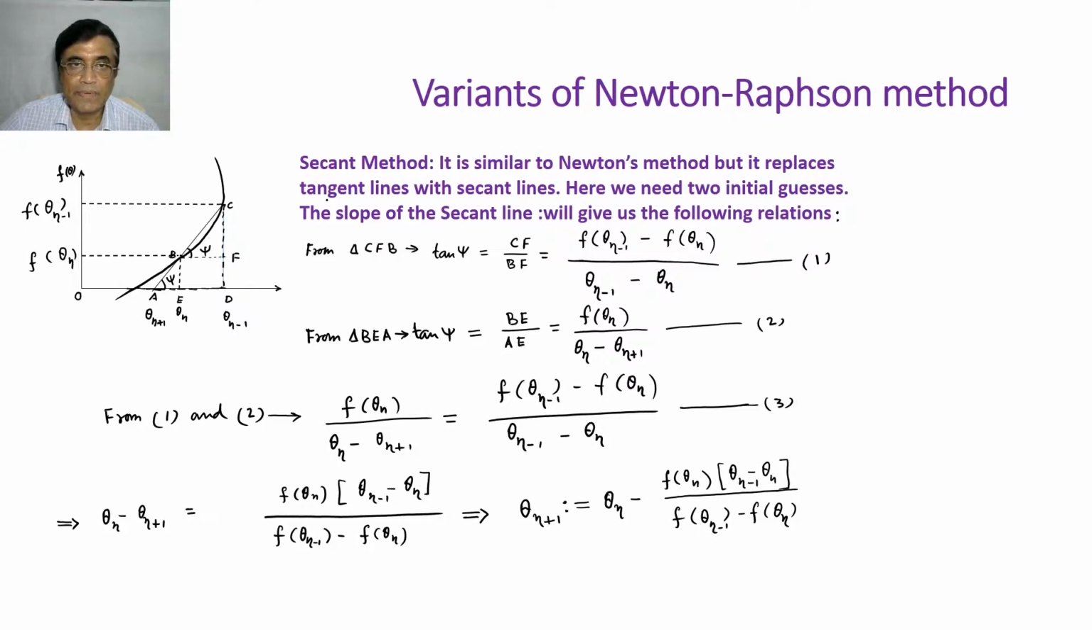What it does, it replaces tangent line with secant lines. And one great advantage of this variant of Newton-Raphson method is that here you do not require to compute the derivative of the function at different points, right? And then what is secant, as you know?